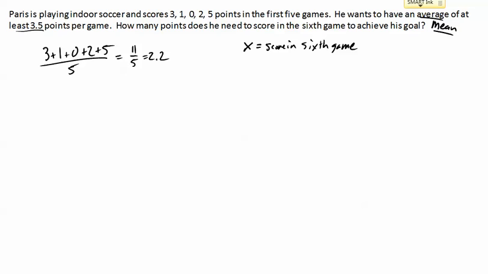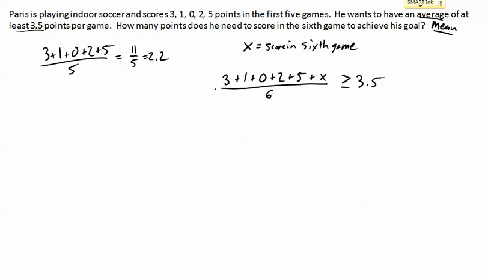Similarly to what we did before, we're just going to take each of the numbers. So 3 in the first game, plus 1 in the second game, plus 0, plus 2, plus 5. So that's the first 5 games. And then in the 6th game, I score x. So that is all going to be over 6 because now it needs to be in 6 games. So this total will be the total of the first 6 games divided by 6 games, which will give me the average. And I want the average, this number, to be at least, which means greater than or equal to 3.5.